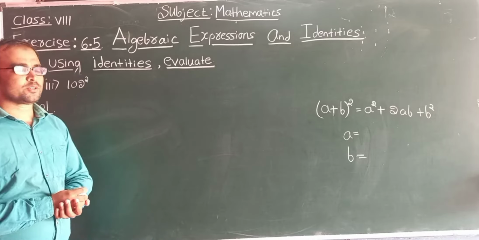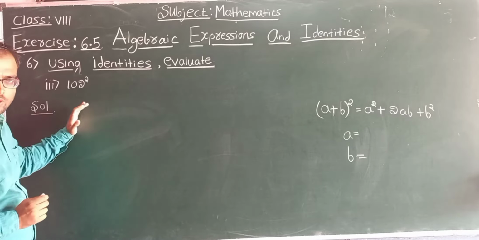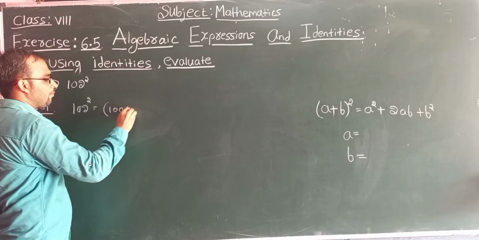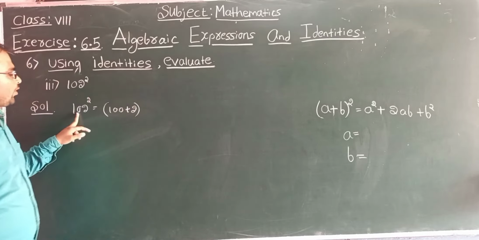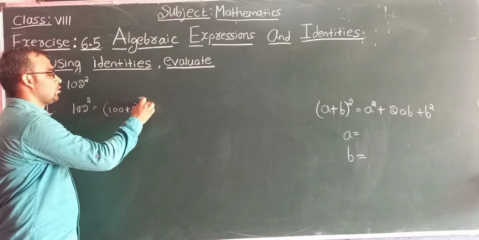Students, now let's solve the third question. They have given 102 square. We need to find the value of this using identity. This 102 square can be written in the form of (a plus b) whole square. Look here, 102 can be written as 100 plus 2, and the square is there, so put square. So I have written 102 in the form of (a plus b) whole square. Here in place of a, 100 is there and in place of b, 2 is there.